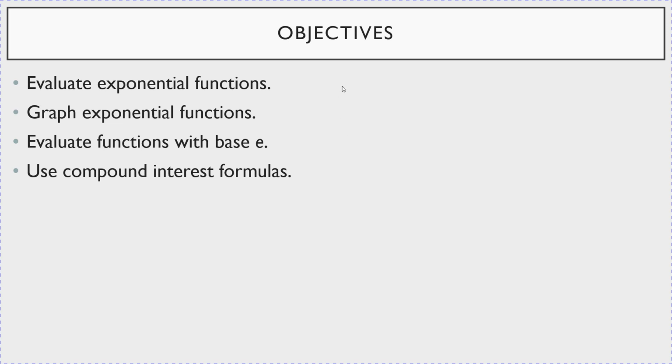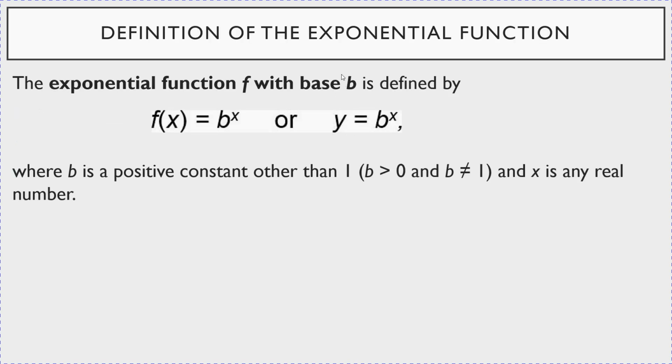All right, so right off the bat, what exactly is an exponential function? The exponential function f, and a function can be any letter, g or h, it doesn't matter, but we'll stick with f. The exponential function f with base, and this is important, base b, is defined by f of x is equal to b to the x. So x here is the exponent. Or you can write it as y is equal to b to the x.